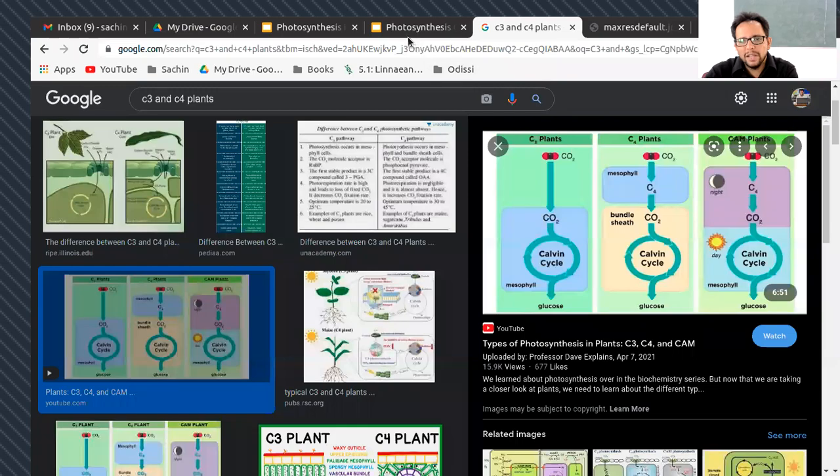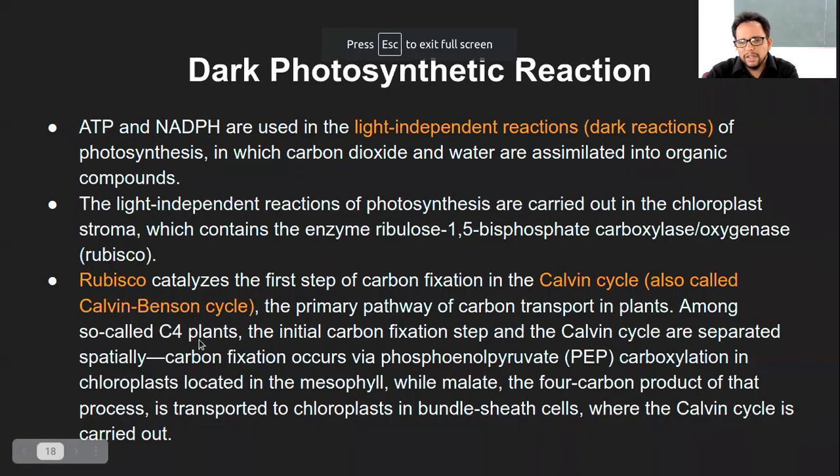So the statement goes like, in the C4 plants, the initial carbon fixation step and the Calvin cycle are separated spatially. Now, I assume you would know the meaning of this word. Spatially separated means they happen at different places, that is, a difference of place or space. And what are those two reactions which happen at two different places? That is the first step of the initial carbon fixation, where the carbon dioxide gets added, and the actual Calvin cycle, that is the rest of the Calvin cycle. So these two happen at two separate places.